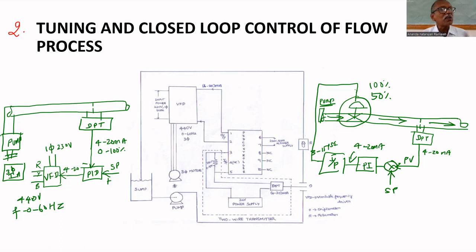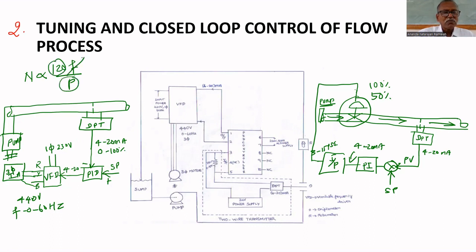Frequency is variable, that's why it is called VFD, variable frequency drive. Voltage is constant, but frequency can be varied from 0 to 60. If you give 4 milliamps, frequency is 0. If you give 20 milliamps, frequency will be 60 hertz. This variable frequency is given to the 3-phase induction motor. The speed of the induction motor N is proportional to 120 F by P, where P is the number of poles in that induction motor.